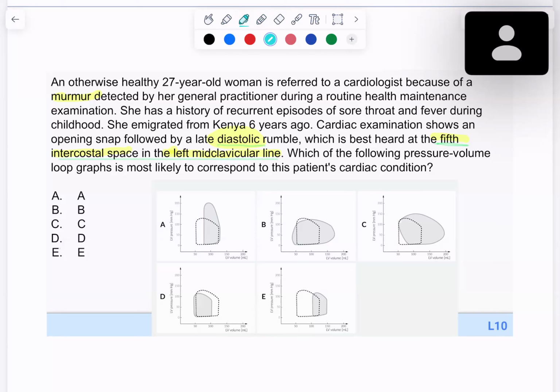D. Okay, excellent. So what is D? What kind of graph is this? Mitral stenosis. Excellent. You guys are really, really smart, mashallah. Indeed, this is mitral stenosis.